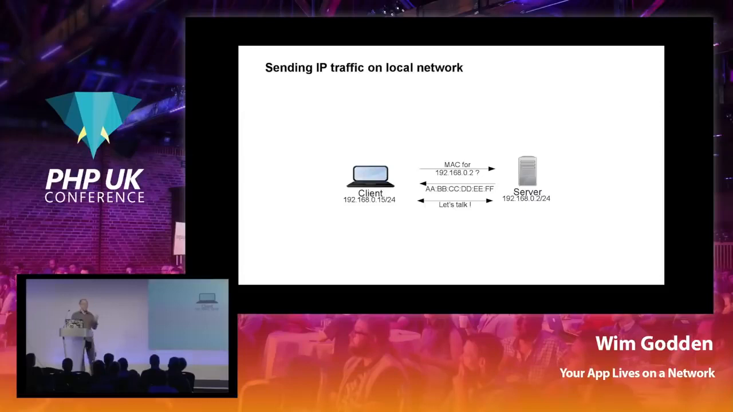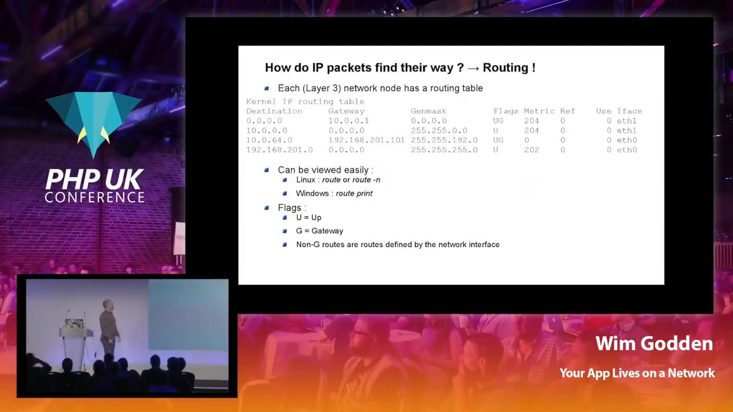How do they know whether they're on the local network or not? Well, they use routing for that. Each Layer 3 network, so each IP network, has a routing table. You can easily find that on Linux, you just type route. On Windows, you type route print. And then it gives you output that looks a little like this.